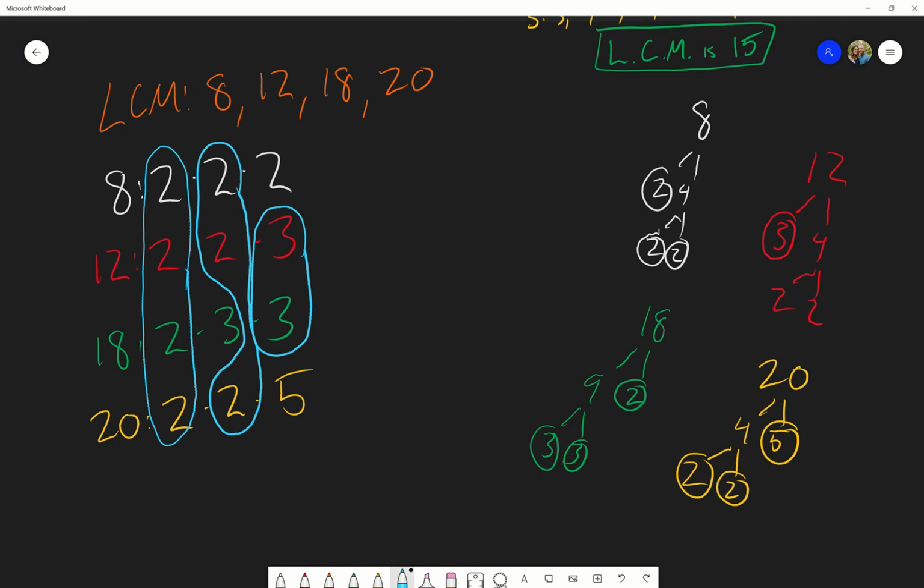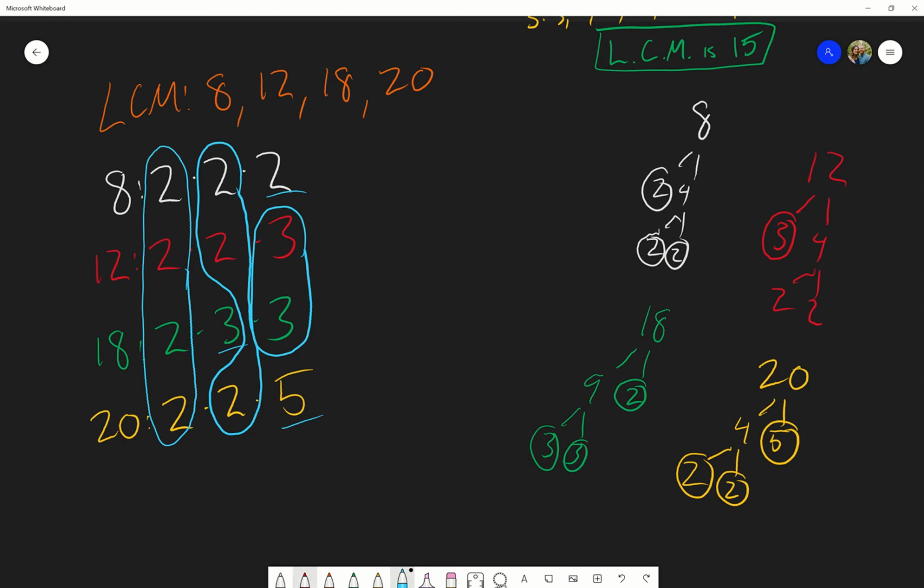And now I have a 2 left over, a 3 left over, and a 5. I have nothing left over that's in common with something else, so I'm okay. So I can group things with least common multiple. They don't actually have to be in common in all of the numbers. They can just be in common in some of the numbers, and it will still count, which is kind of nice for this least common multiple.